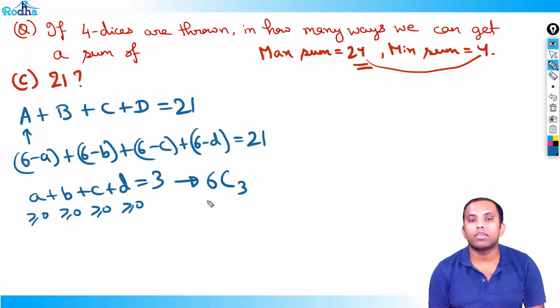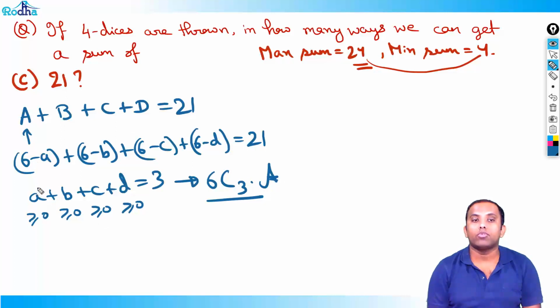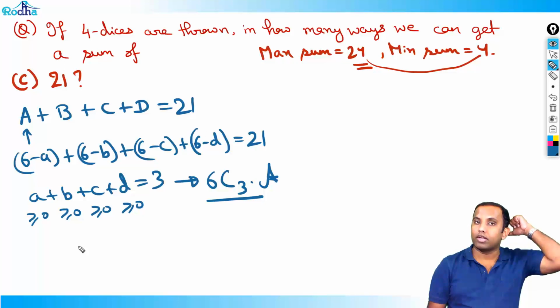3 plus 3, 6C3. So 6C3 is the answer. So 6C3 cases here also, and in the same case, each case corresponds to the actual number of dice, right? If A is 1, B is 1, C is 1, D is 0, then the actual number on the A dice is 6 minus 1, 6 minus 1, 6 minus 1 and 6 minus 0, right? So just try to count the number of cases. It's a very good method to do this kind of question.